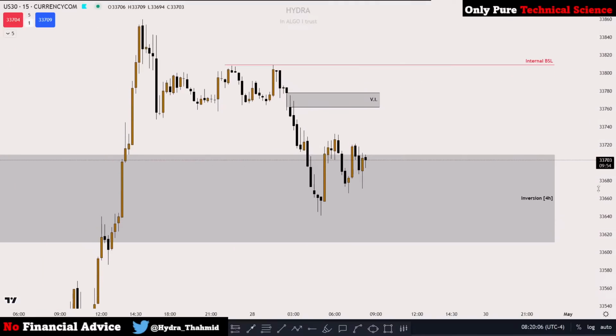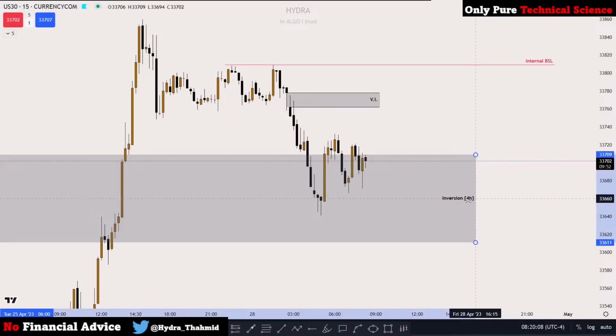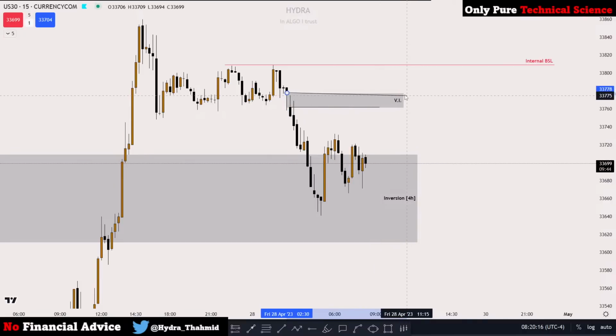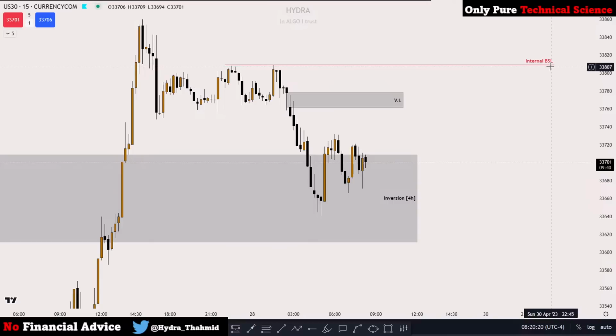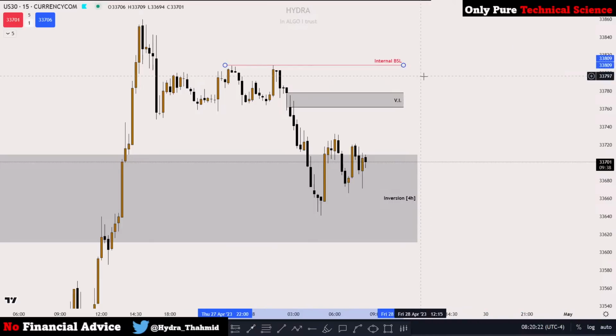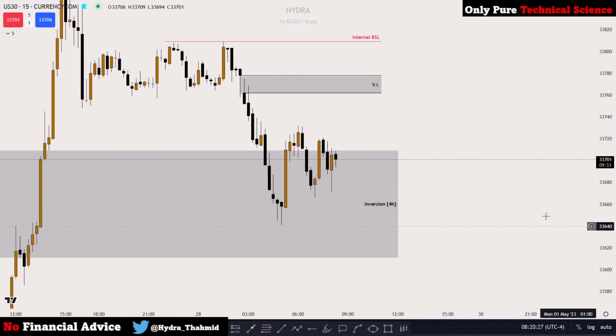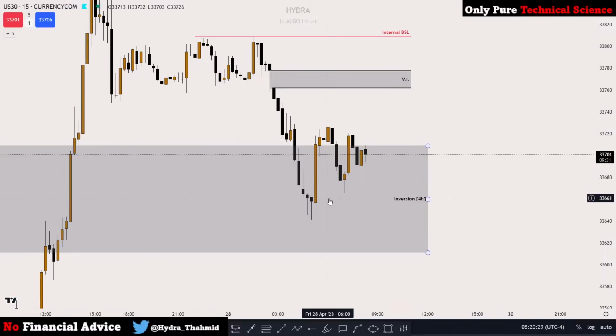And we have a volume imbalance here. I'm expecting a run at least on this volume imbalance at news. This volume imbalance is currently unfilled, and above it we have internal buy side liquidity. So I'm not expecting bearish price action on the 8:30 news. We got 2 news at 8:30. Let's see what price does.